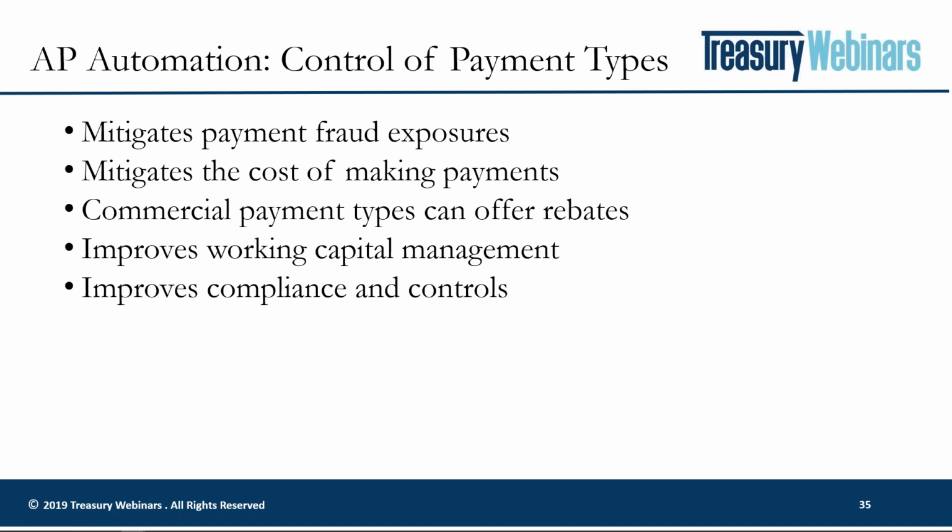Mitigates payment fraud exposures, mitigates the cost of making payments, right? So we talked about this. Let's optimize our payments mix. Automation allows us to take more control of how we make payments. And part of that is the visibility that we have, right? So let's look at those patterns of our suppliers and why they might be good candidates to move. Improves our working capital management, compliance, and controls. Extremely strong value propositions. So let's take that theory into practice.